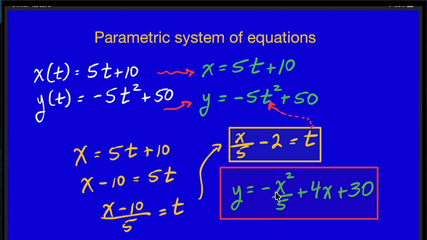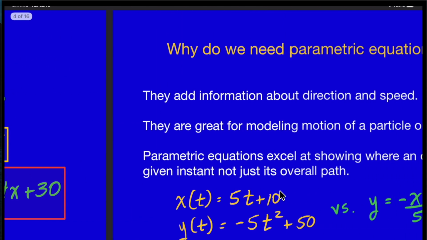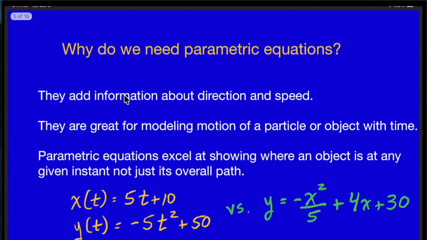And we're used to dealing with this. We know this is an upside down parabola. And it's going to be relatively wide because this is 1 over 5. So why do we need parametric equations? Why not just convert to something we're used to seeing? Well, here is why. Parametric equations add information about direction and speed.